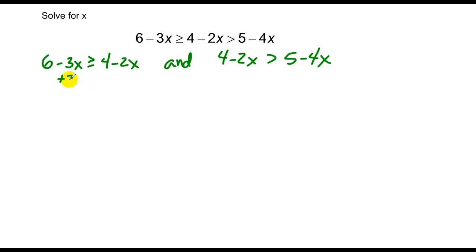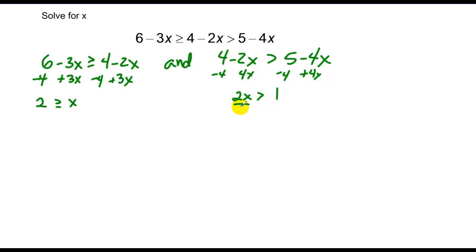I'll add 3x to both sides, subtract 4 to both sides, giving me 2 greater than or equal to x. In this case, I'll add 4x to both sides, subtract 4 to both sides, end up with 2x greater than 1, divide by 2, x greater than a half, and this is an and.